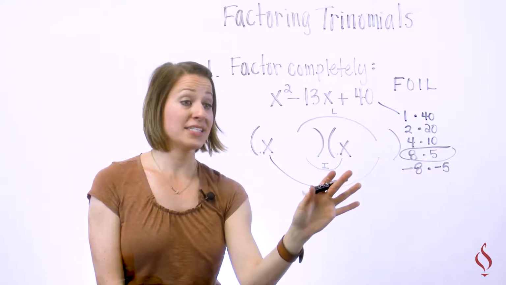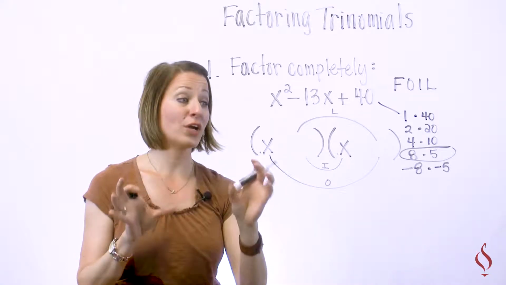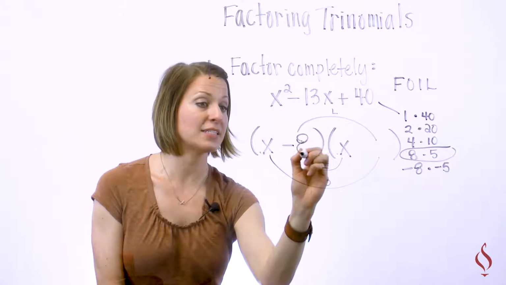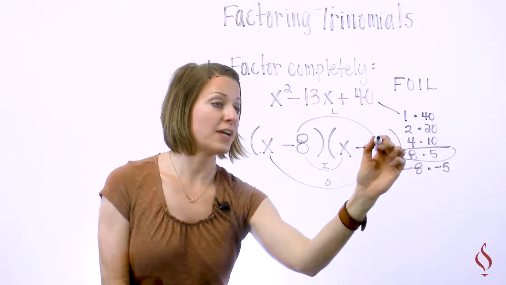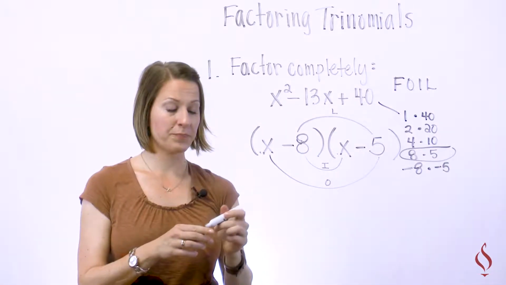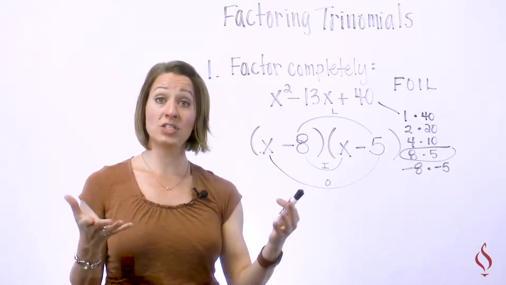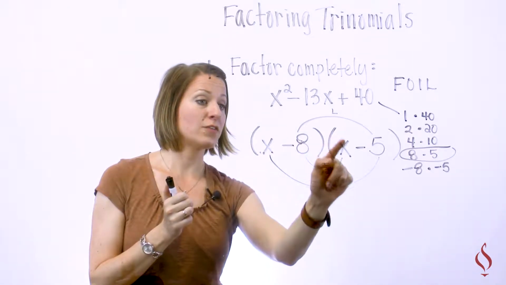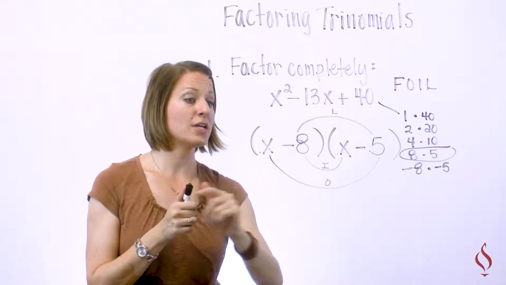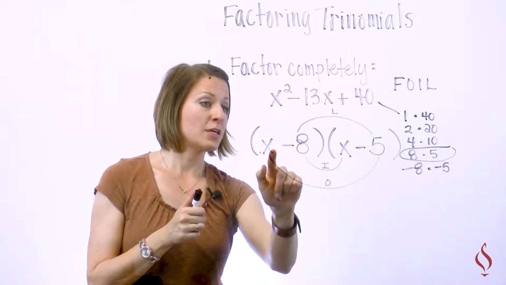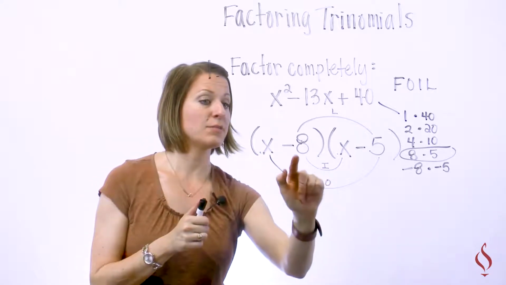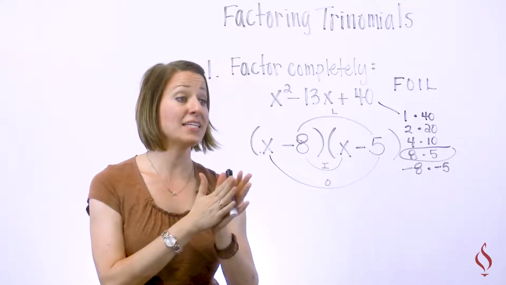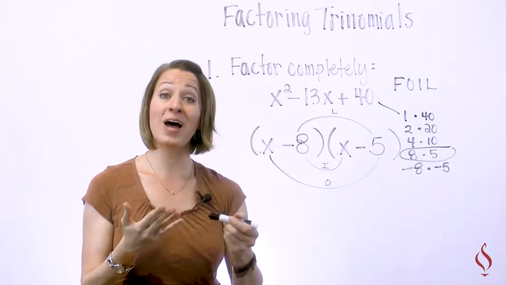And at this point, it does not matter where you put the negative 8 or where you put the negative 5. I'm just going to go ahead and put the negative 8 here and the negative 5 over here. And then when you go back, if you want to check your work, which I really hope you do, you multiply the first: x times x is x squared, and then you have the negative 5x plus the negative 8x, that gives us the negative 13x, and then negative 8 times negative 5 is positive 40.